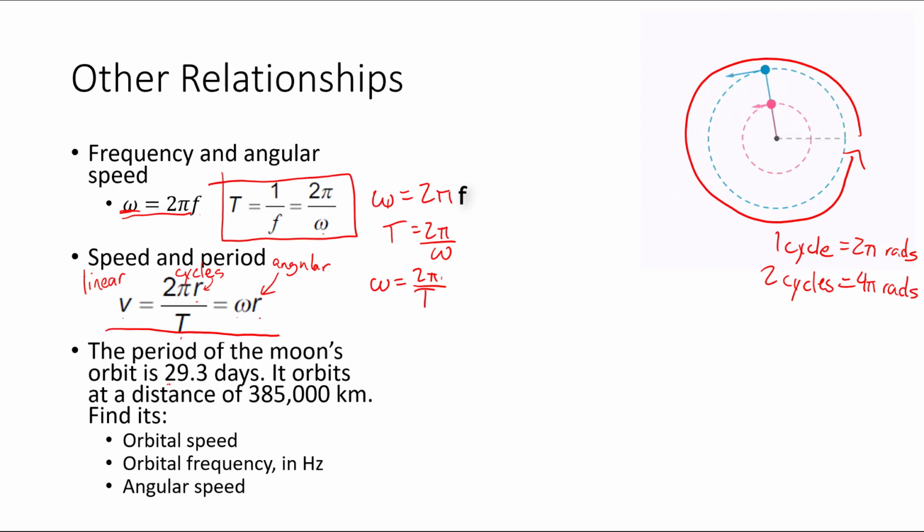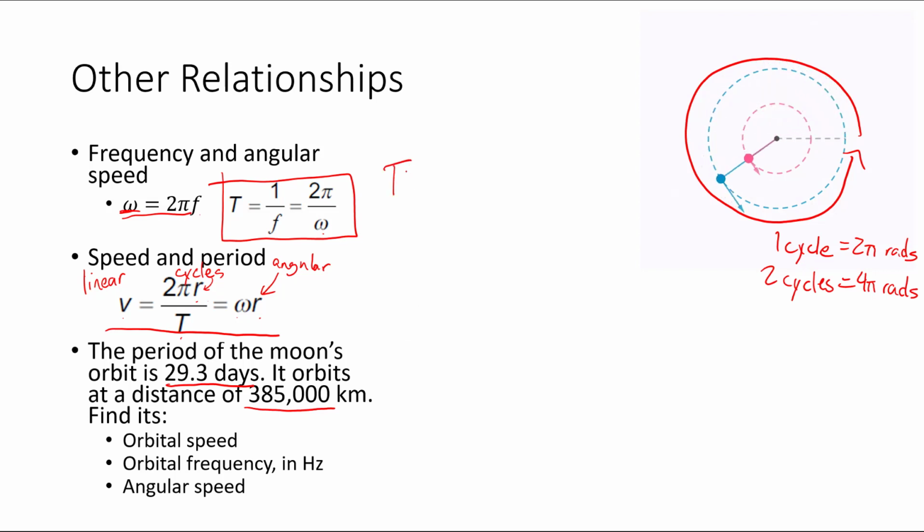The period of the moon's orbit is 29.3 days. It orbits at a distance of 385,000 kilometers. Find its orbital speed, orbital frequency in hertz, and angular speed. I'm going to erase this. And we're going to write everything in our standard units.